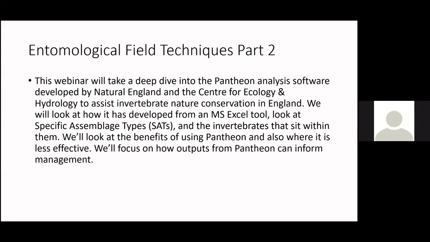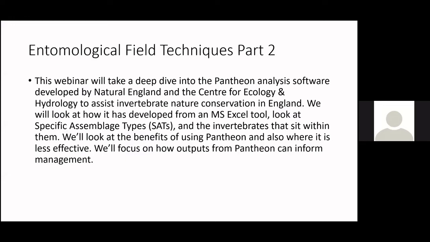So what we're looking to do is to take a reasonably deep dive into Pantheon, which is some analysis software developed by Natural England and the Centre for Ecology and Hydrology. We're going to look at how it developed from an MS Excel tool.